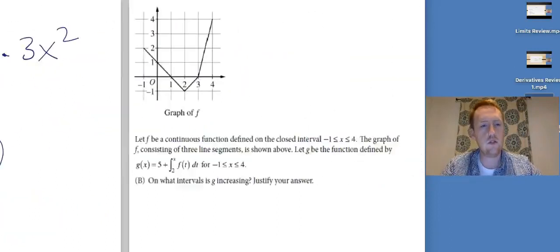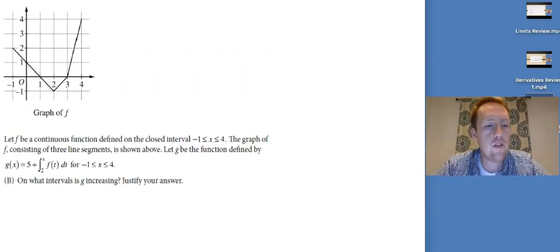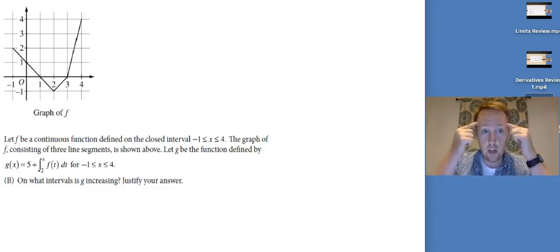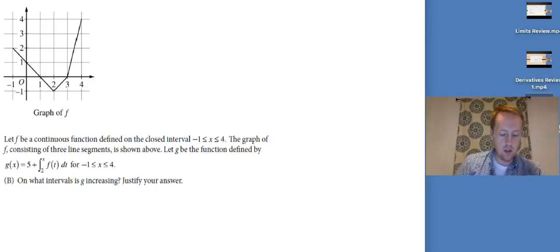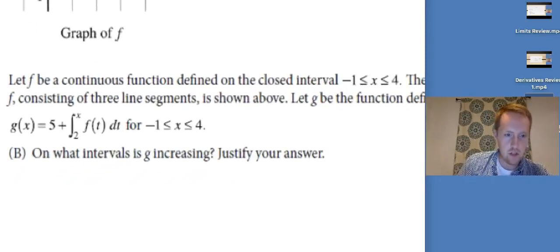Hooray! Do another one. Oh, look, this thing again. Let f be a continuous function defined on the closed interval -1 to 4. Okay, we've done all this setup before. On what intervals is g increasing? Justify your answer. Okay, think back to derivatives. We did the derivatives video. G would be increasing when g prime is positive. So let's look at the definition of this g of x.